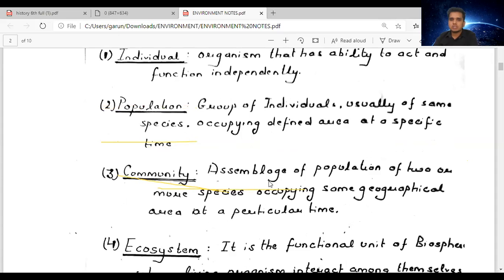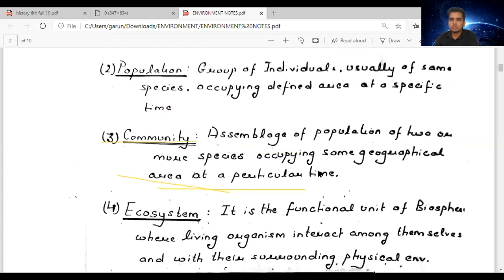Community: an assemblage of populations of two or more species occupying the same geographical area at a particular time. Assemblage of populations means the combination of populations will be known as a community of two or more species occupying the same geographical area at a particular time.